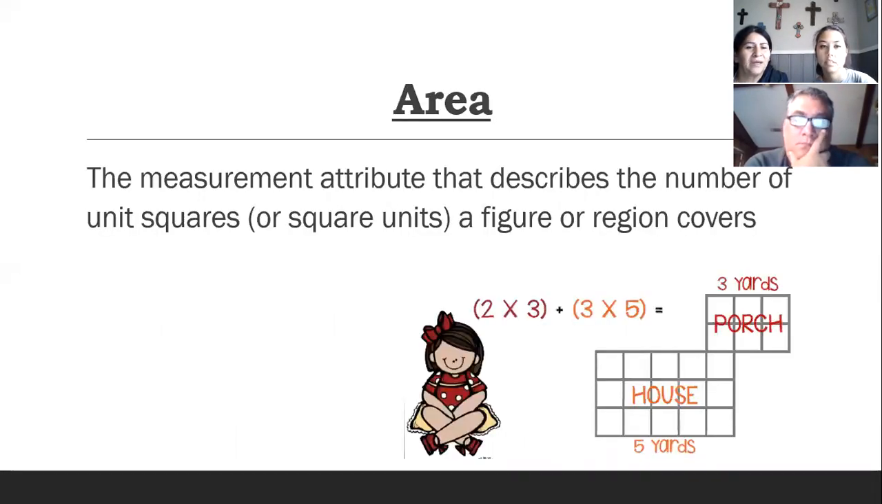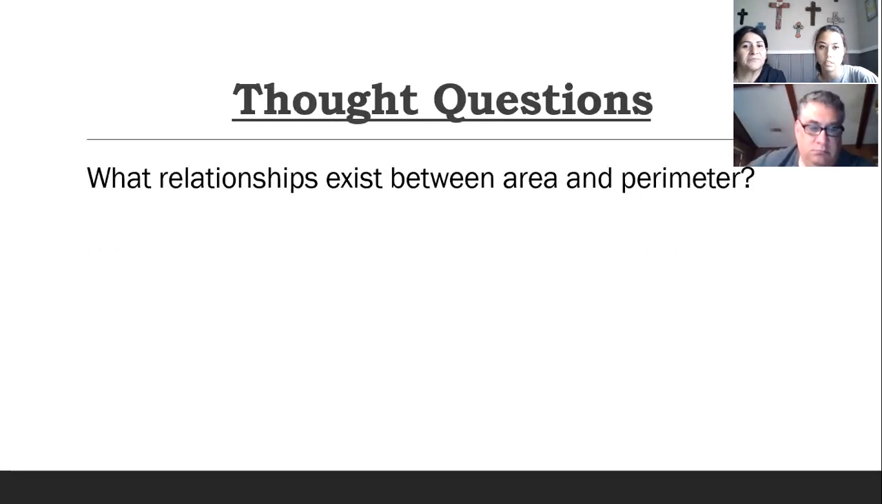Area. Area is the measurement attribute that describes the number of unit squares or square units a figure or a region covers. Here's your thought question, something that you need to think about while we're going through these slides. What relationship exists between area and perimeter?